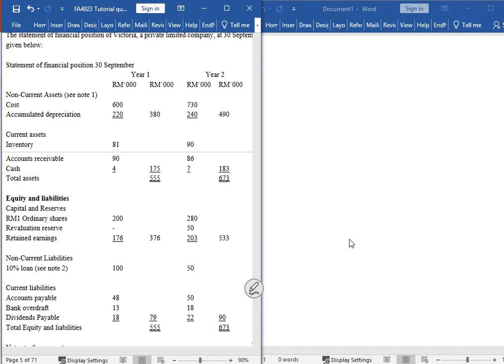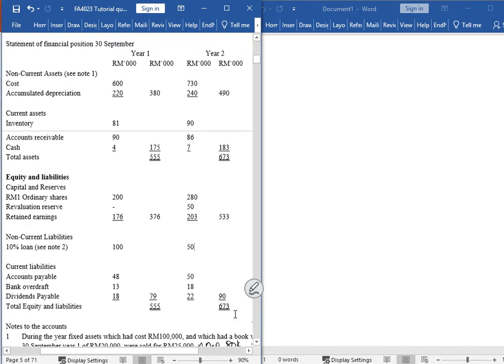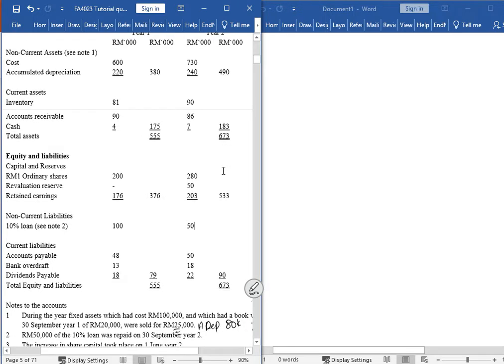Okay, now my question here, when you want to pay interest, right? 10% interest. Now we are doing year 2. We are doing 30th of September year 2 accounts. My loan interest, I should base on 100 or 50? 100 or 50? Why 100?